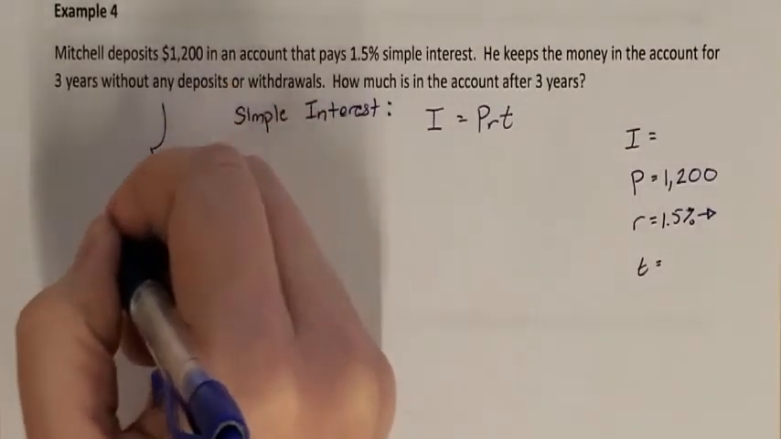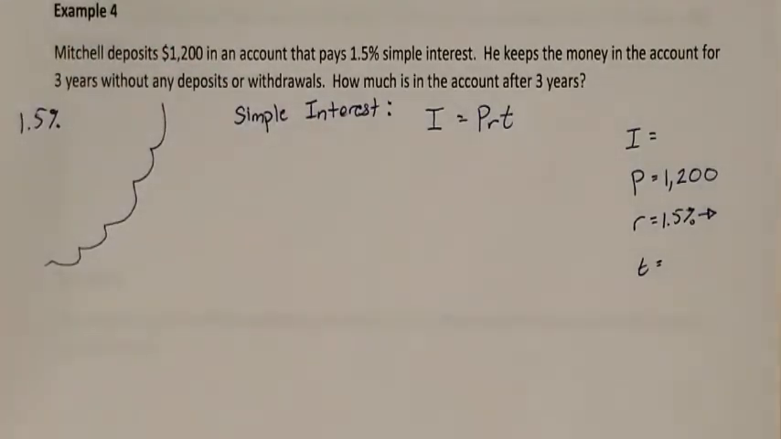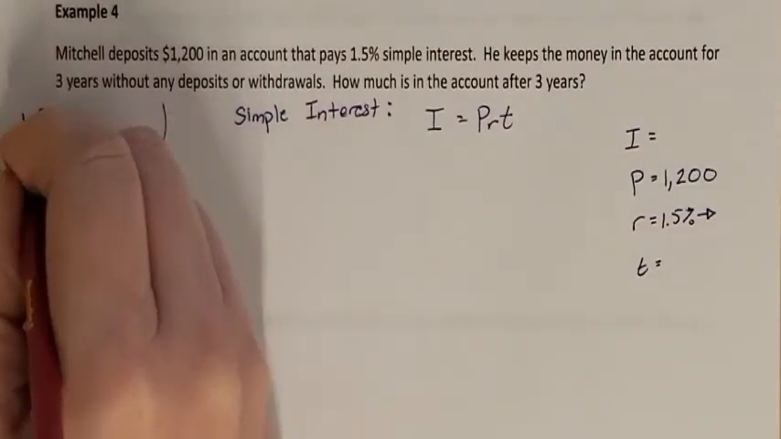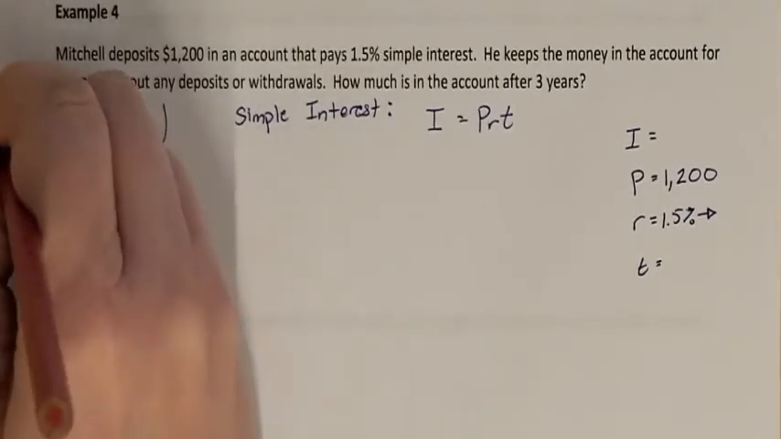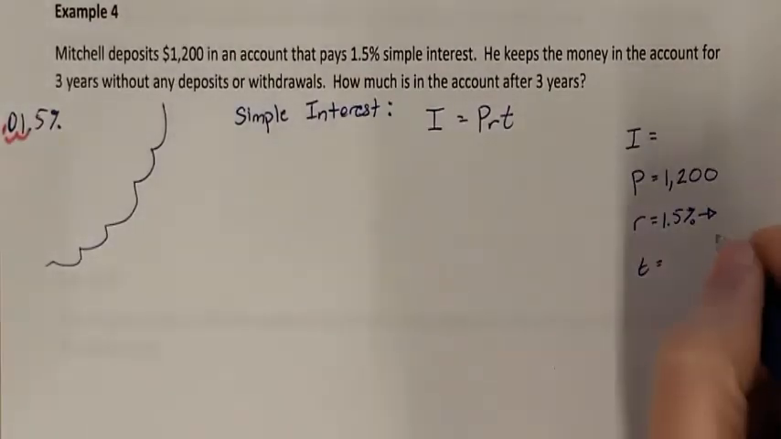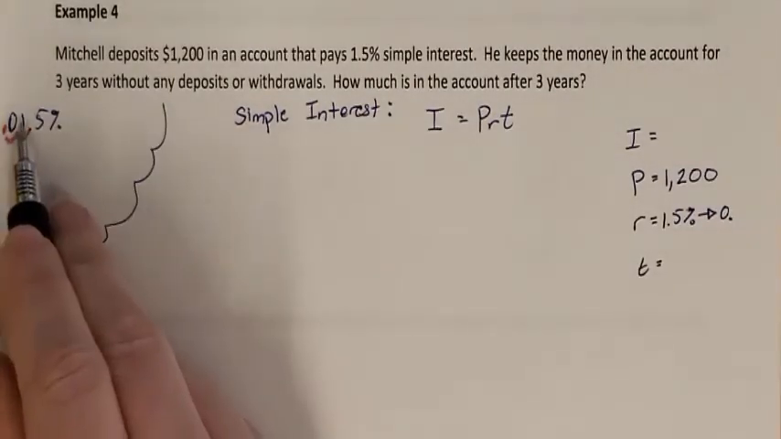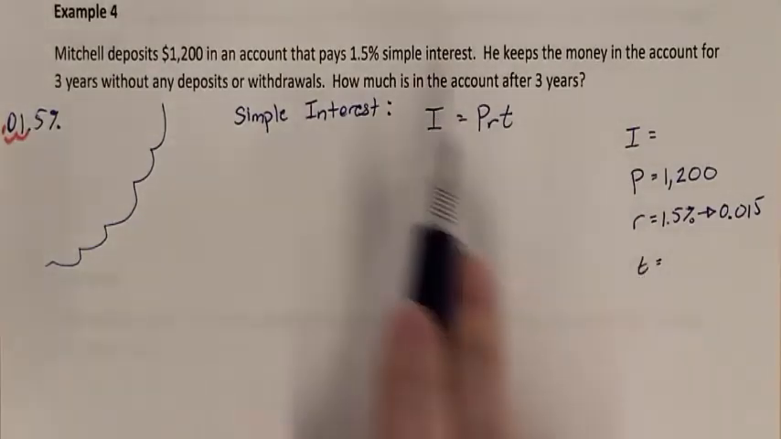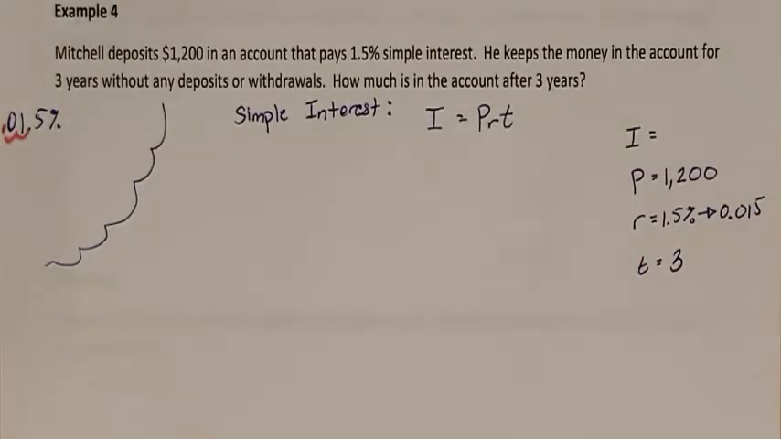Let's go over here and think about this real fast. This is my percent. If I want to convert it to a decimal, I have to move this decimal place value over 2 to the left. So here is me going over 2 to the left, and that is where the decimal sticks. So this would have been a 0 right here. So this is 0.015. That is my decimal. Time. How much time? It says how much is in the account after 3 years. So my T is a 3 for 3 years.